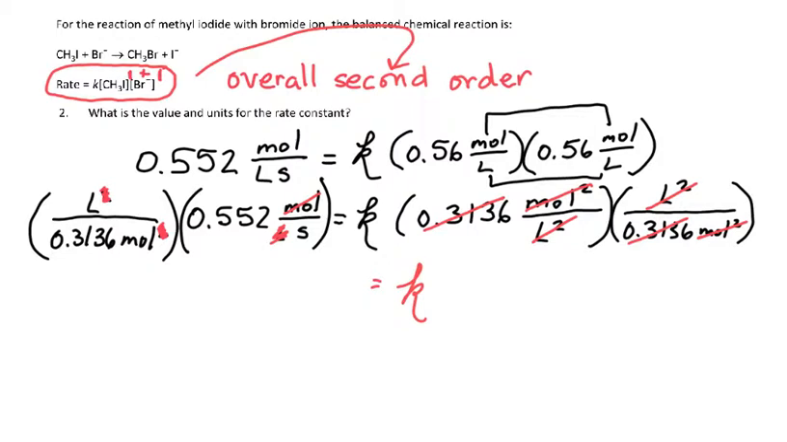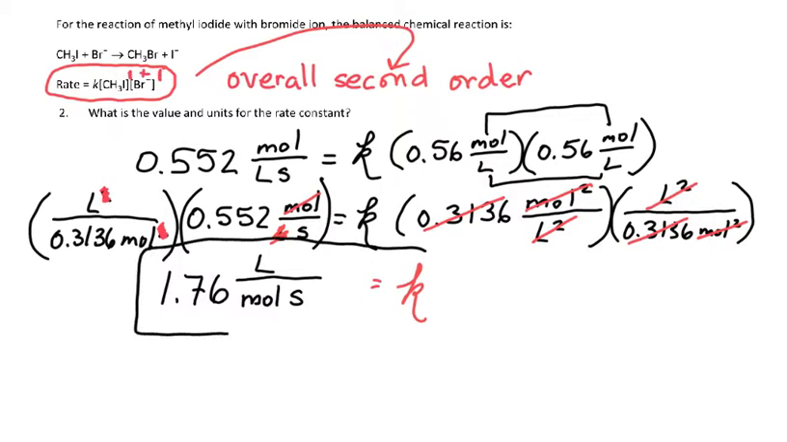0.552 divided by 0.3136 gives you 1.76. And the units, liters per mole second, which matches up for a second order overall reaction. So this is the value and the correct units for my rate constant.